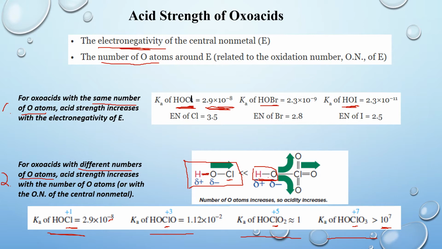Right, so let's conclude. For oxoacids, if you have the same number of oxygens, just compare the electronegativity. The higher the electronegativity, the stronger the acid. If you have the same nonmetal but a different number of oxygen atoms, the higher the number of oxygen atoms, the stronger the acid.